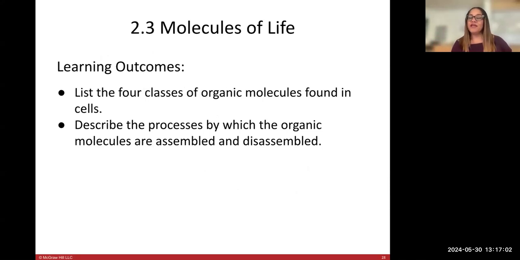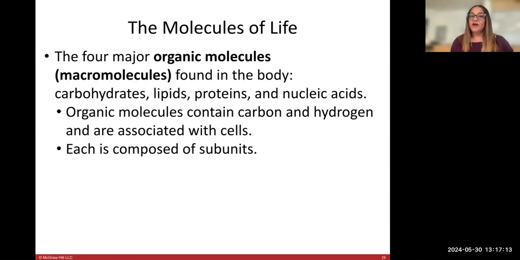The molecules of life. There are 4 classes of organic molecules that are found within us. They are carbohydrates, lipids, proteins, and nucleic acids. The first 3 should be familiar.